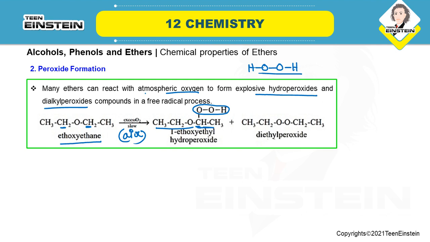Another possibility is the formation of dialkyl peroxide. Peroxide, when we are saying, is basically an OO linkage, and there may be any group on both sides. So here both sides we have an ethyl group, as if one more oxygen is inserted, and that is diethyl peroxide. So in the presence of atmospheric oxygen, that is the oxygen from air, this type of reaction is possible by a free radical process.